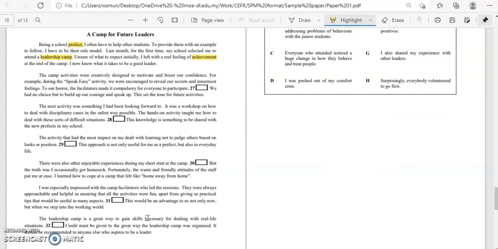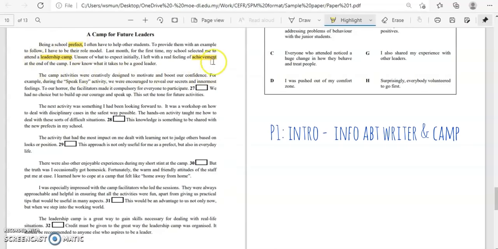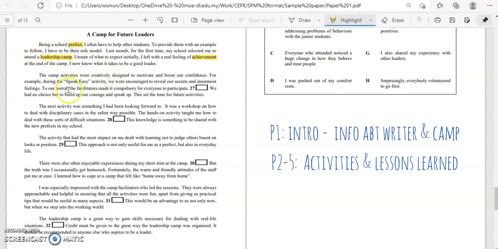So now can you tell me how this passage is being organized? The first paragraph is an introduction, like I mentioned. It gives you some information about the writer and the camp. Then paragraph 2 to 5 mainly describe the various activities and what the writer has learned in the camp. And the last paragraph is the conclusion in which the writer describes his opinion about the camp.